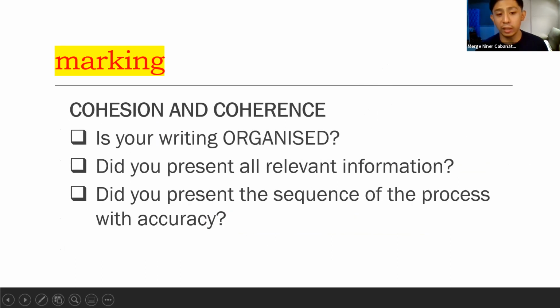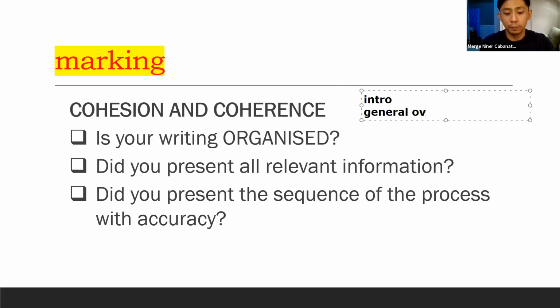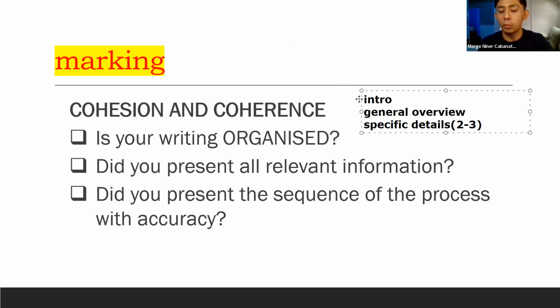Now, for cohesion and coherence, you need to organize your writing. You need to make sure that your writing flows. You need to ensure that the parts are separated from one another. And then you will make sure that the parts play the role that they're supposed to play. So simply put, you have the introduction, you have the general overview, and then you have the specific details. And the specific details will be a minimum of 2, maximum of 3 paragraphs. So in total, we are counting how many paragraphs. You have the introductory paragraph right here. You have a general overview paragraph.